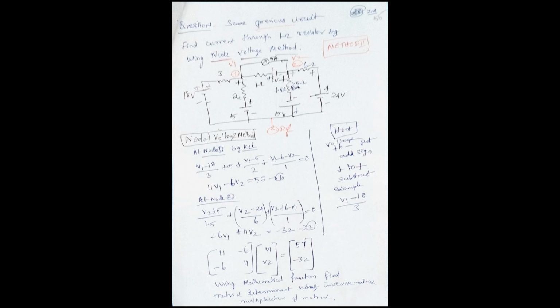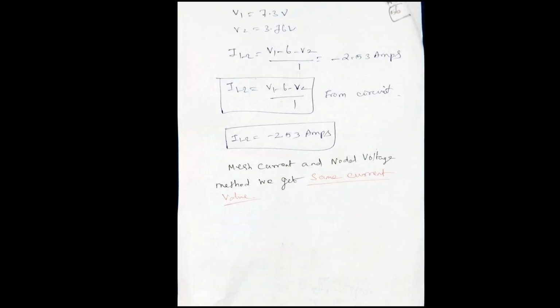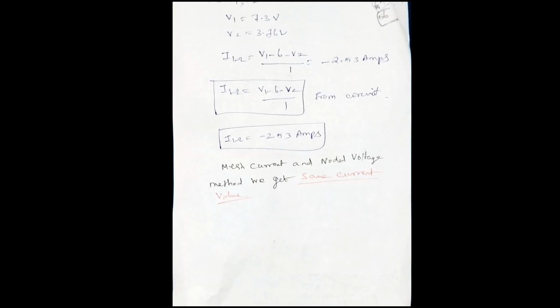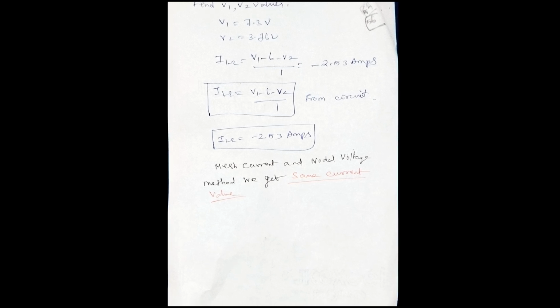For applying the KCL law, a hint: for a voltage source with minus on the second terminal, put the add sign; with plus on the second terminal, put the subtract sign. That is the formation of node voltage equations. Thank you.